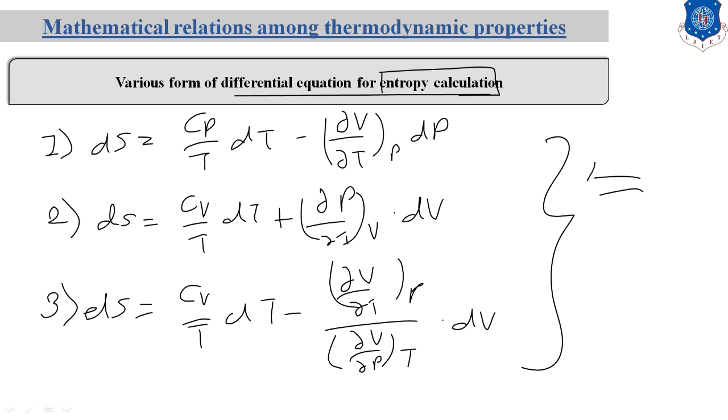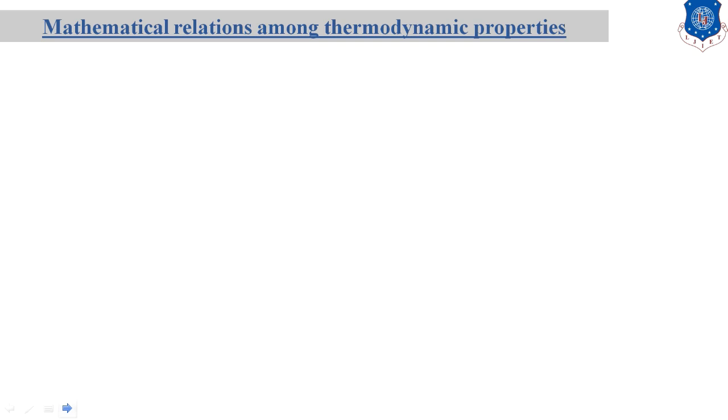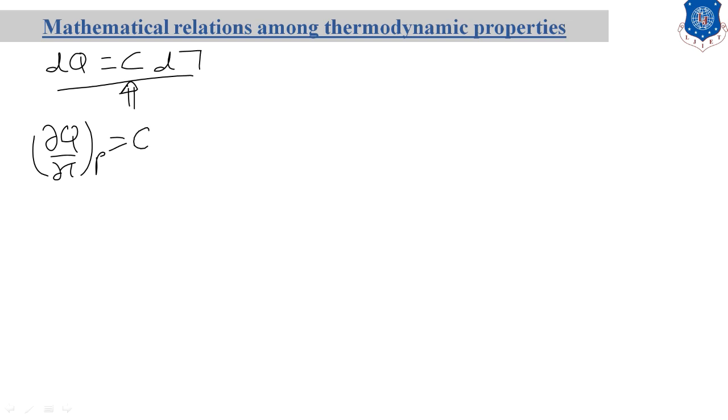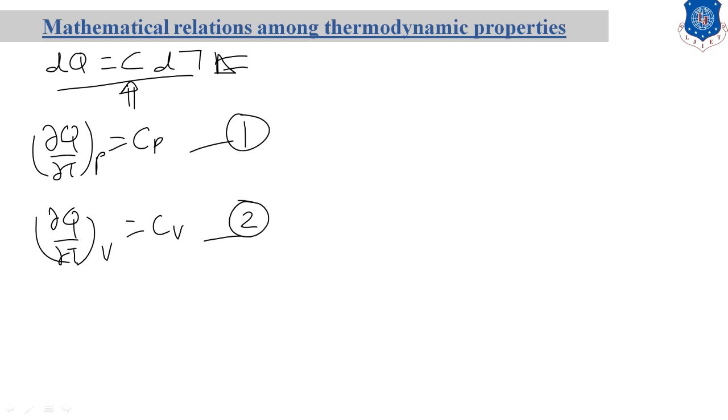We have to prove all three equations. Let's prove them using the concept of heat capacity. We know that heat capacity is given by dq = C dT. At constant pressure, this becomes (∂q/∂T) at constant pressure = Cp, which is our equation number 1. Again, for constant volume, (∂q/∂T) at constant volume = Cv, which is our equation number 2.